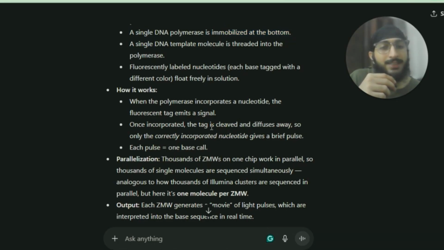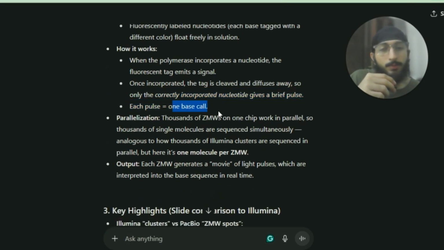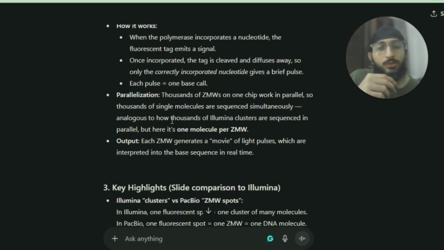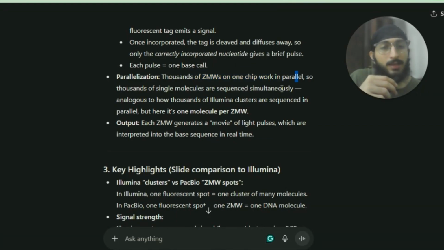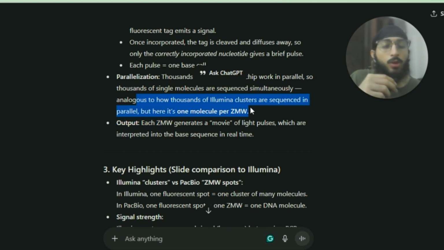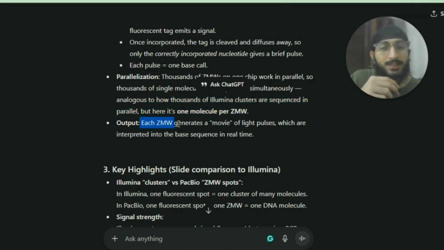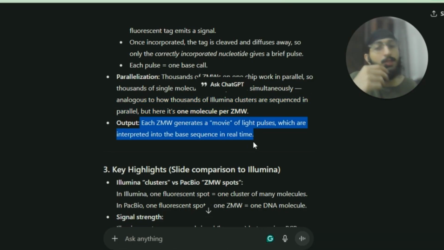Once incorporated, the tag is cleaved and diffuses away. So only the correctly incorporated nucleotide gives a brief pulse. Each pulse is one base call. Now we have parallelization. Thousands of ZMWs on one chip work in parallel, so thousands of single molecules are sequenced simultaneously, analogous to how thousands of Illumina clusters are sequenced in parallel, but here it's one molecule per ZMW. Output: each ZMW generates a movie of light pulses, which are interpreted into base sequences in real time.